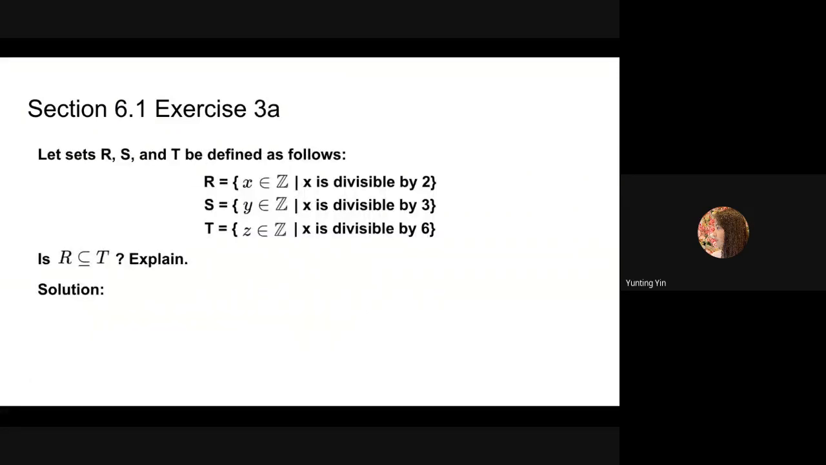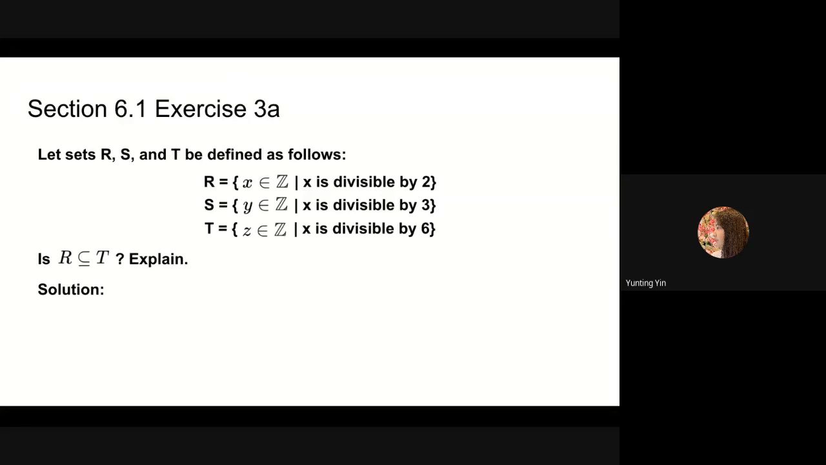Next, we will solve 3A and 3B in section 6.1. For 3A, we are given the definitions of sets R, S, and T. R is the set of all integers divisible by 2. S is the set of all integers divisible by 3. And T is the set of all integers divisible by 6. We need to determine if R is a subset of T and explain our answer.